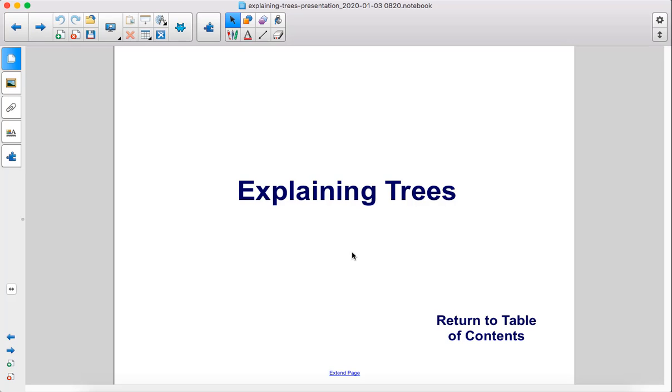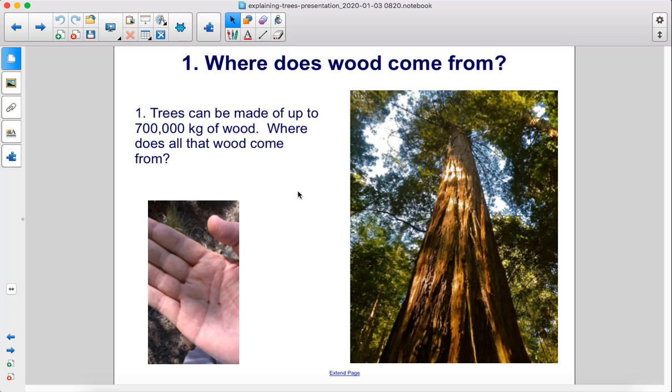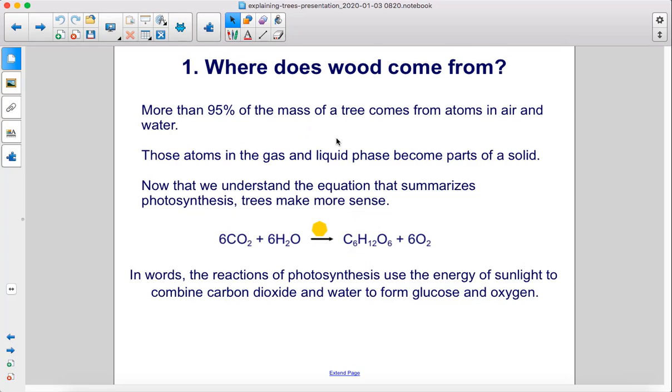Explaining trees. Question number 1. Trees can be made of up to 700,000 kilograms of wood. Where does all that wood come from? More than 95% of the mass of a tree comes from atoms in air and water. Those atoms in the gas and liquid phase become parts of a solid.